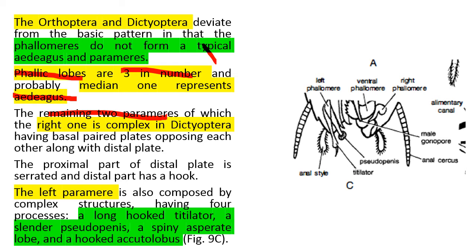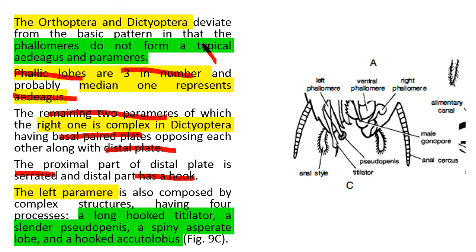In the case of cockroaches, Dictyoptera, the right paramere is complex. It has basal paired plates, opposing each other, along with the distal plates. The proximal part of the distal plate is serrated and the distal part bears a hook. This is a modification of the right paramere in Dictyoptera.